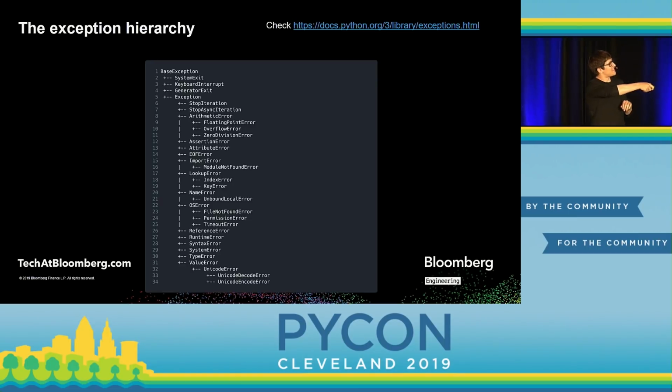So this is the exception hierarchy in Python. You will see that I've shortened it a little bit, but there are a lot of exceptions that are suitable in many different situations. And the main two that you probably want to know about are BaseException and Exception.